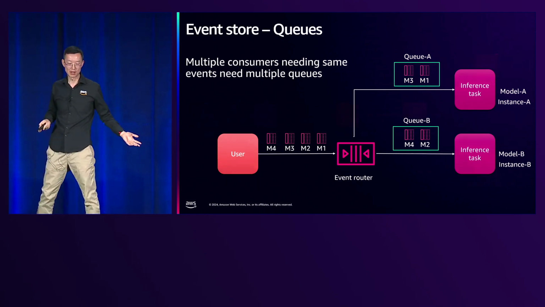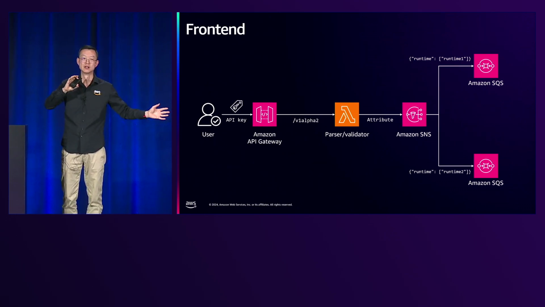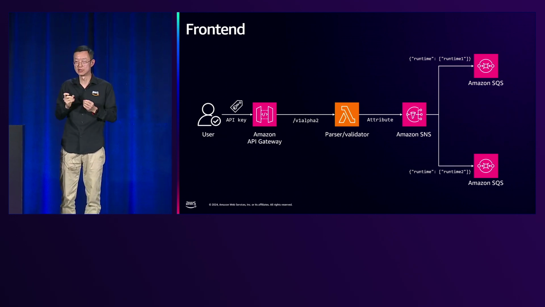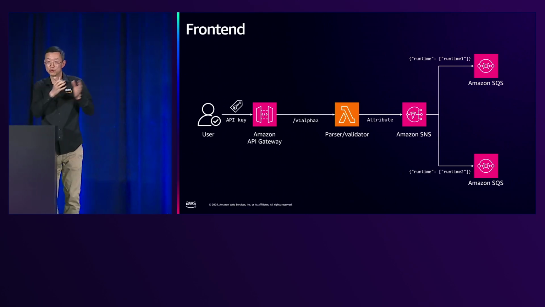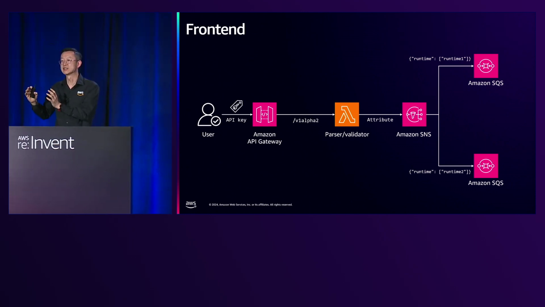Now let's think about how we're going to implement this solution using AWS technologies. From the left-hand side, the end user, you leverage API Gateway. And you use an API key for authentication and authorization. And a Lambda function validates, because you cannot let any method get in. When Lambda validates that, it will pass it on to SNS, Simple Notification Service. And from there, Simple Notification Service, based on attribute, will pass it on to different queues.